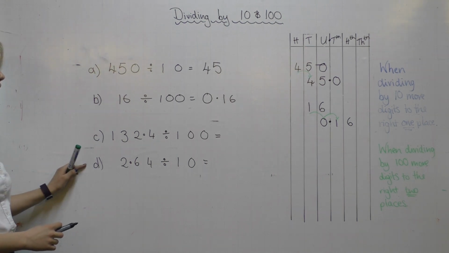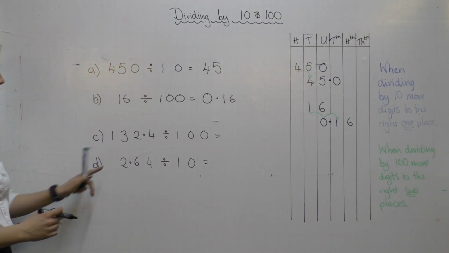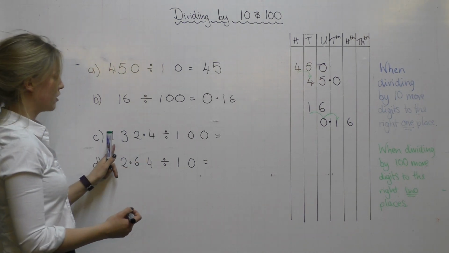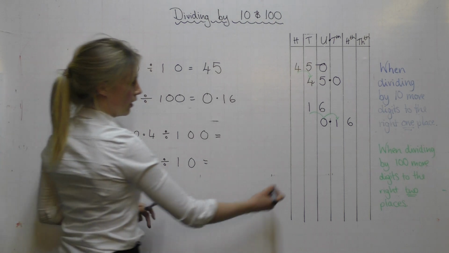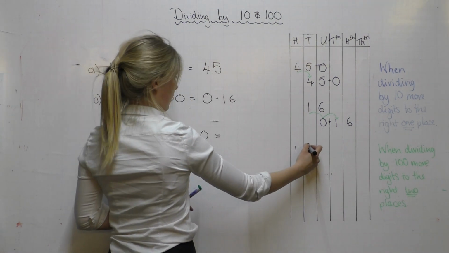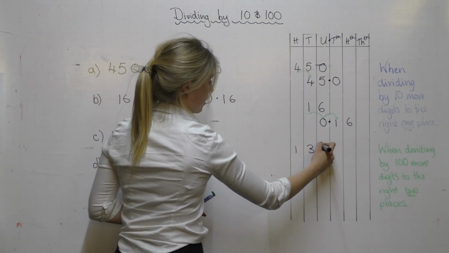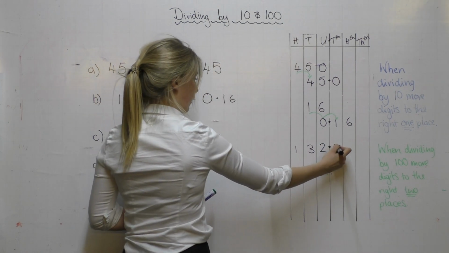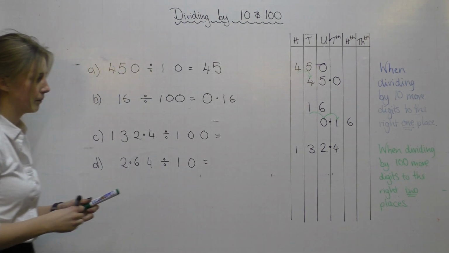Questions C and D are very similar. The only thing is that your question has a decimal in it. So 132.4, that's 1 in our hundreds, 3 in our tens, 2 in our units, decimal point on the line, and our 4 in our tenths column.